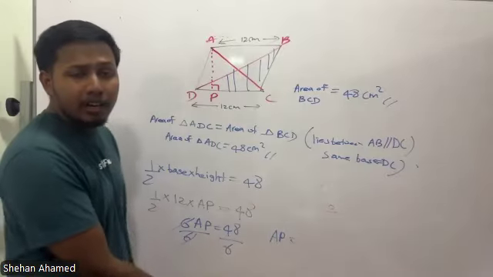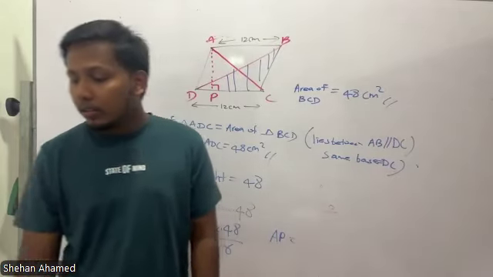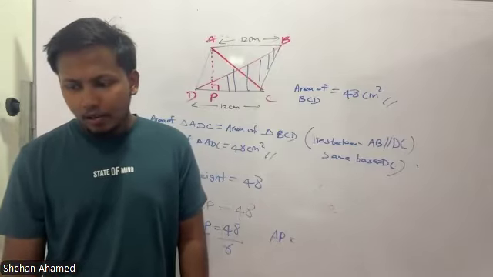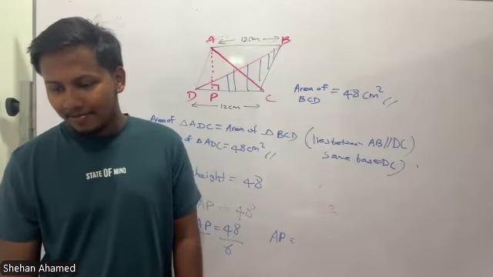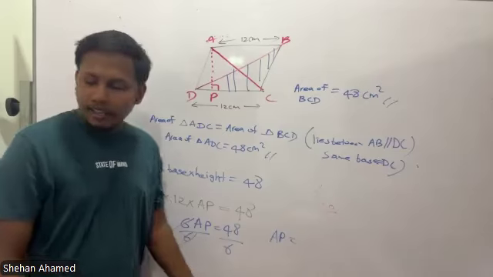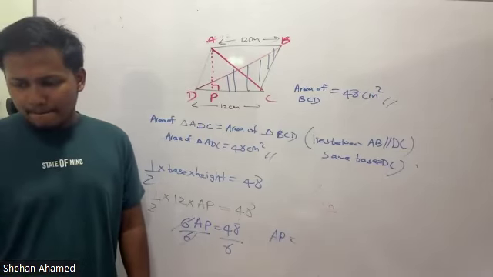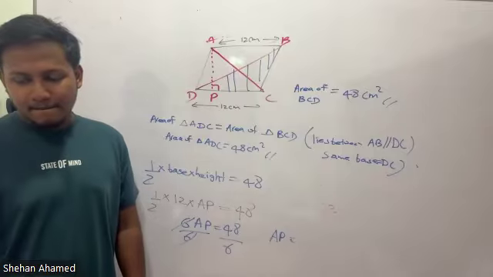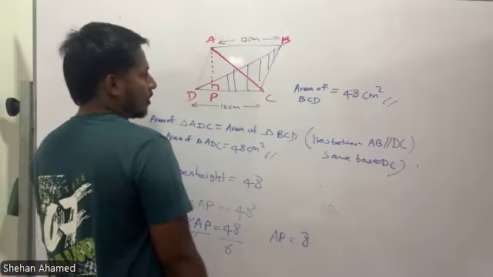What is 48 divided by 6? Anyone? Answer it. No one answering. 48 divided by 6 is 8. So the answer is 8 centimeters.